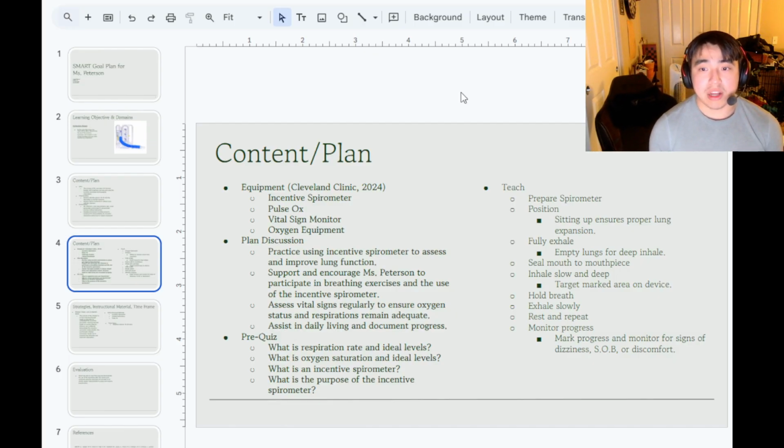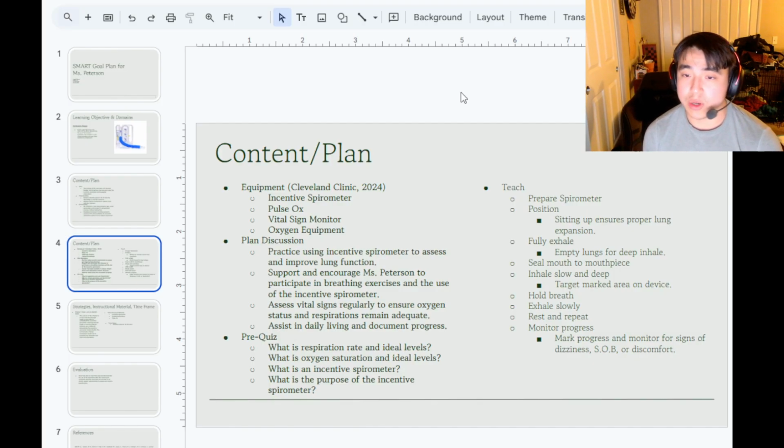And also throughout the process, we'll be assessing her vital signs regularly to ensure the oxygen status and respirations remain adequate. We also will assist Miss Peterson in her ADLs, and we'll document progress of how much easier it is for her, before and after, throughout her breathing exercises in the process.